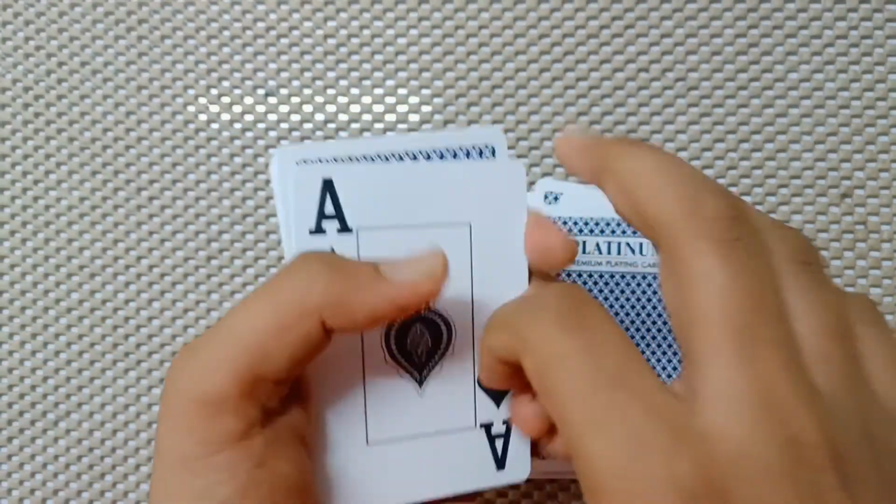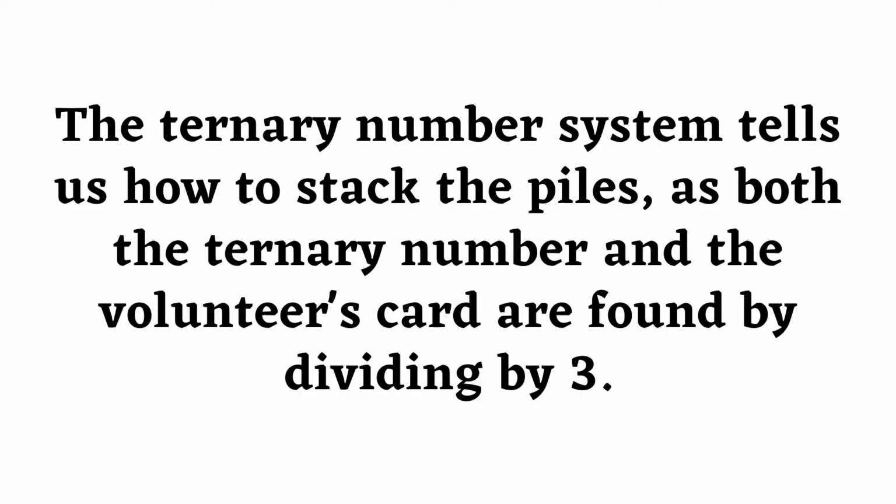And there you have it, the Ace of Spades. The ternary number system is the reason this trick works. This system is derived by dividing a normal number by 3 continuously. This is exactly what we are doing with the cards in this trick. We divide our deck of 27 cards repeatedly until we find the volunteer's card.